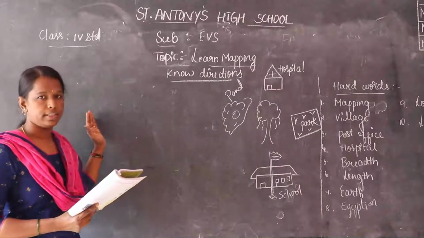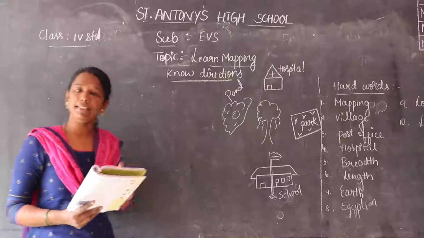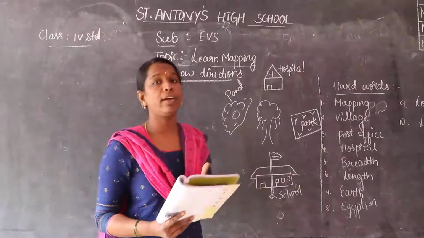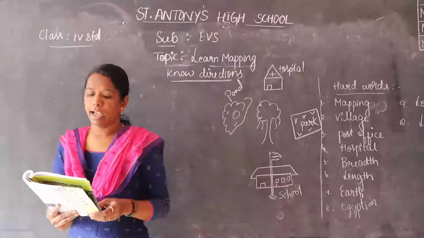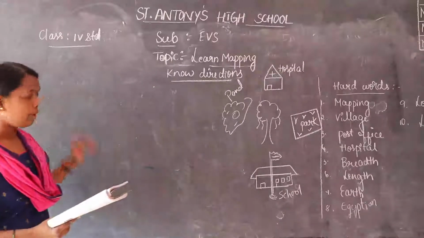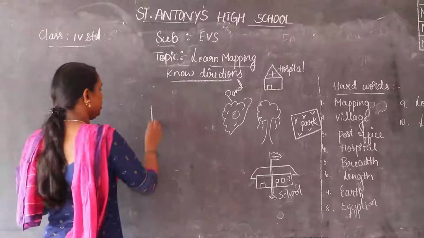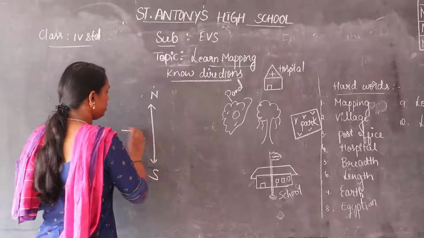So the teacher will choose the Karnataka map and also the India map. But in this lesson, we are discussing mapping. Mapping means to locate the places. And we have 4 directions in mapping. The first direction is north and south.